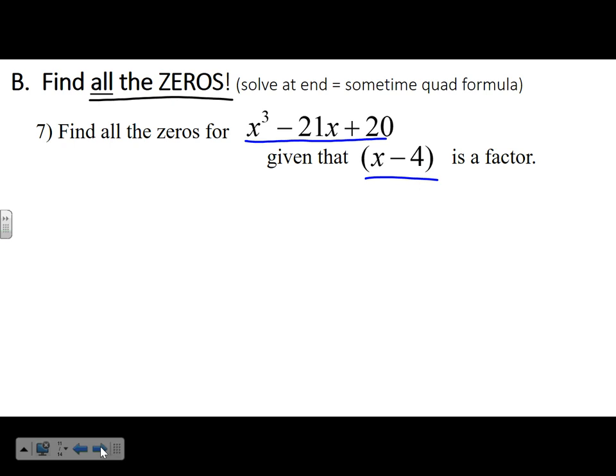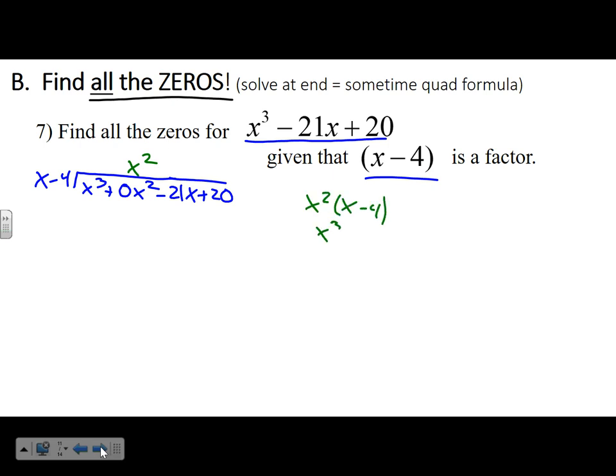So first thing we're going to do is divide. So we have x minus 4. And here, notice we don't have an x squared, so it's got to be x to the 3rd plus 0x squared minus 21x plus 20. So again, we're just dividing those. So what times x is x to the 3rd? That's going to be x squared. So that's x squared times x minus 4 is x to the 3rd minus 4x squared. So x to the 3rd minus 4x squared.